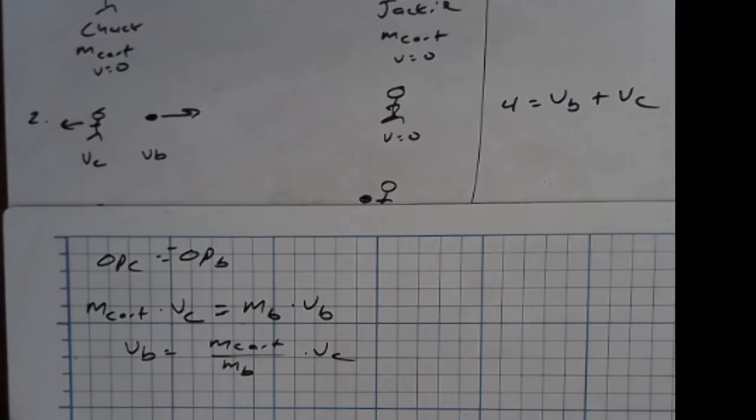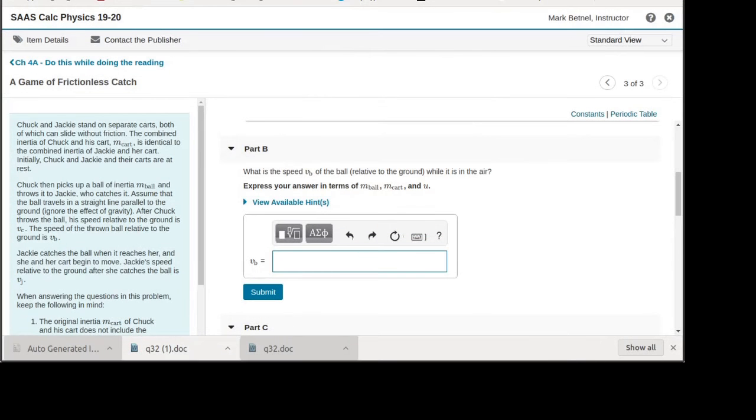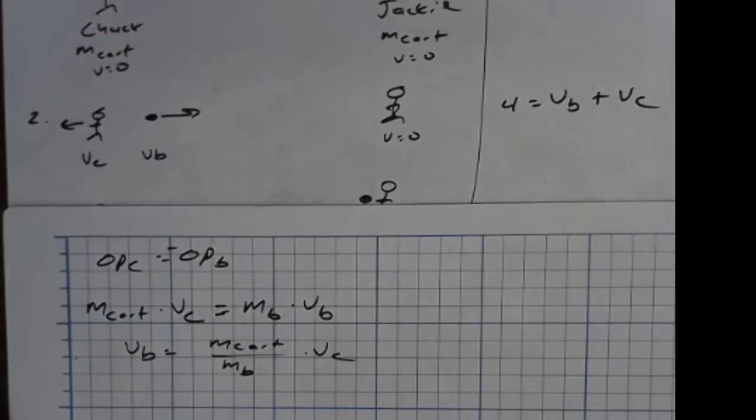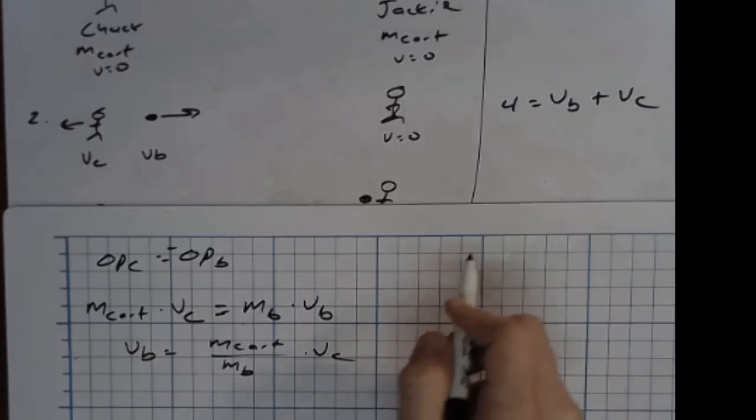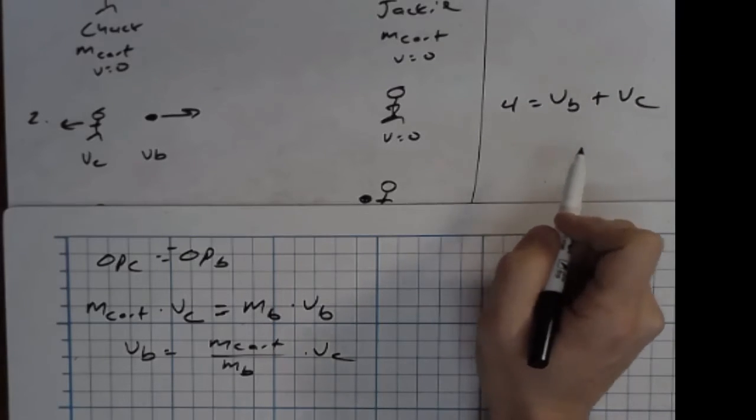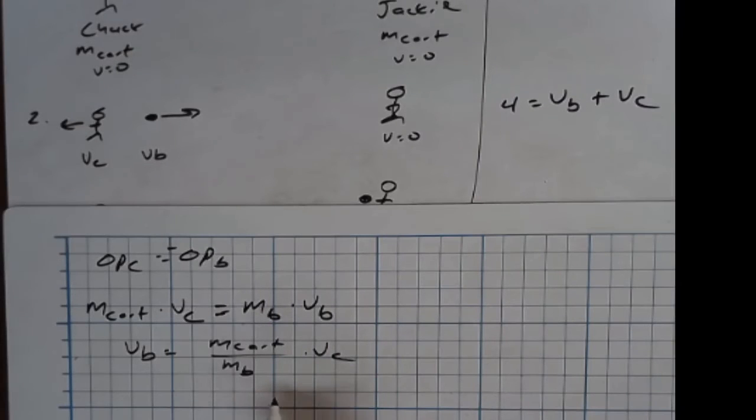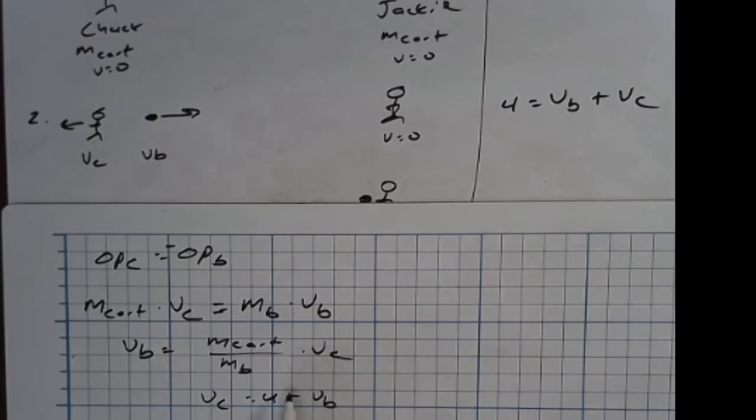But then let me switch back to the webpage for a second. I want the speed of the ball relative to the ground, so I'm not allowed to use v sub c in there. I need to use u. This is basically saying, let me change v sub c using this thing up here for what u is. So u is v sub b plus v sub c, which means v sub c equals u minus v sub b. So I'm going to substitute that in right there.